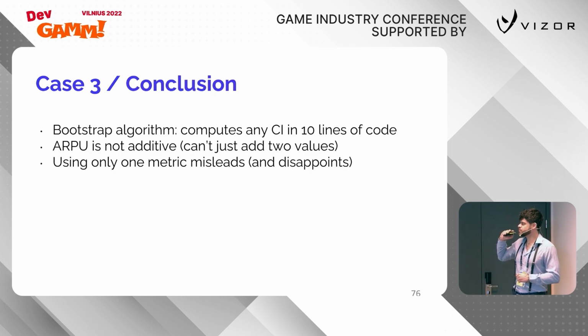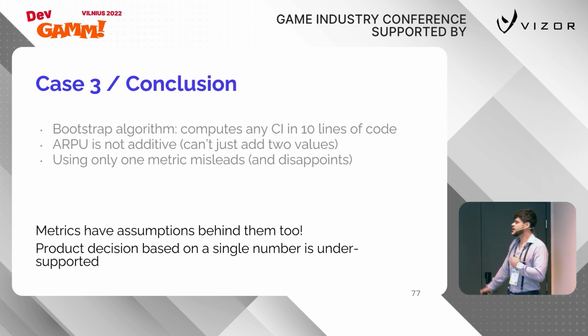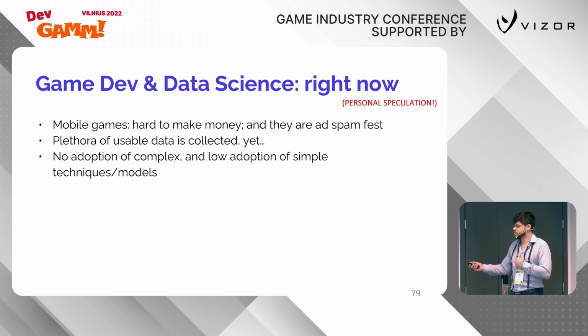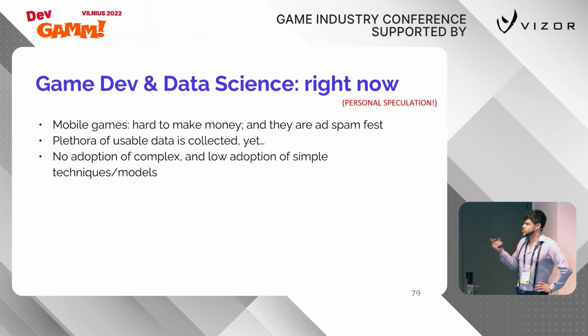Okay, good. Conclusion. The Bootstrap is 10 lines of code, and it is easy to implement. There is some intuition why it works and how it can produce the confidence intervals. And to sum up, a bit of personal speculation.